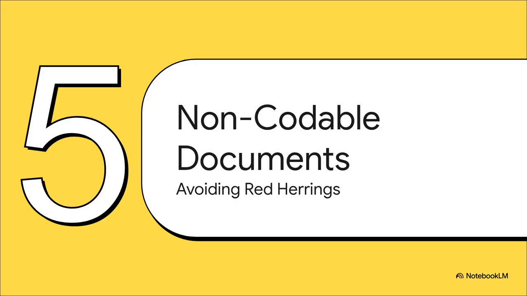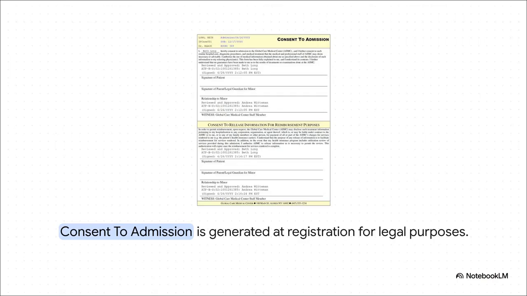Let's look at Section 5, Non-codable documents, avoiding the red herrings. A medical record is absolutely full of administrative noise. Take a consent to admission form, for example. It's generated at registration purely for legal purposes. As a medical coder, you can entirely skip over this document. It contains literally zero diagnostic data that you can use to assign an ICD-10 code.